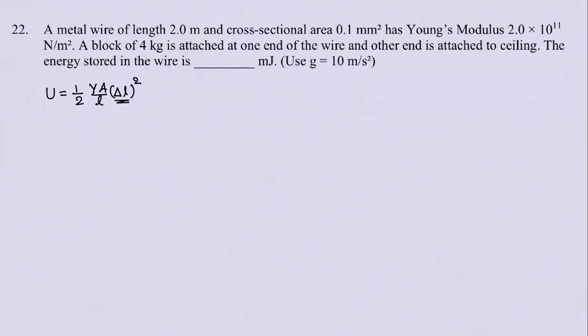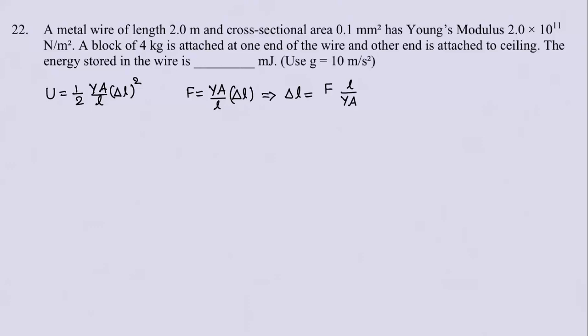Now delta L is not given. You can do one thing. F is equal to kx, Ya by L into delta L. So by using it, you calculate delta L and then substitute here. It is a little bit lengthy. Or directly you substitute the delta L value there. That is equal to what? Tell me. That implies delta L is equal to F into L by Ya.